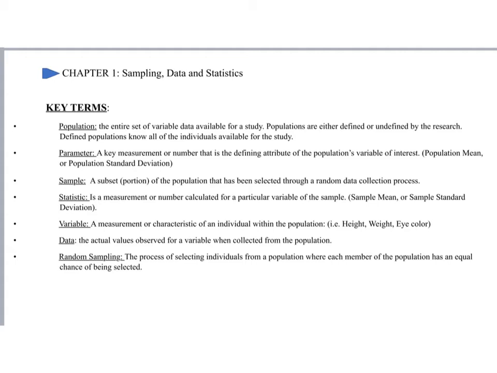And finally, we have this idea of random sampling. That is the process of selecting individuals from a population where each member of the population has an equal chance of being selected.